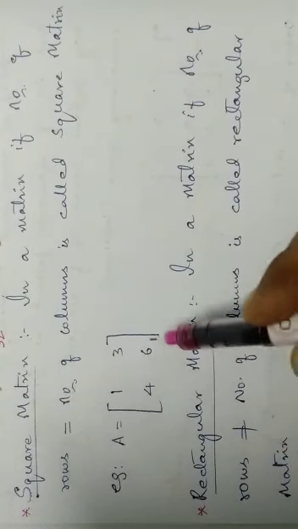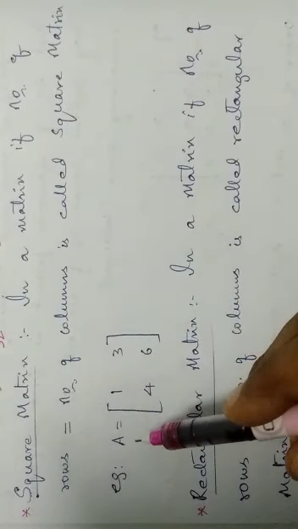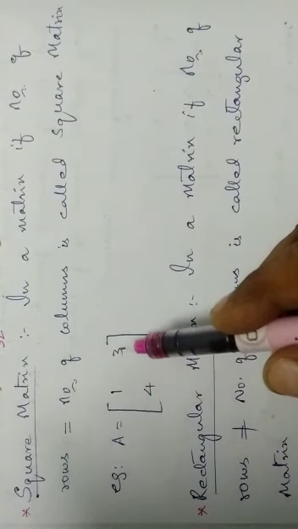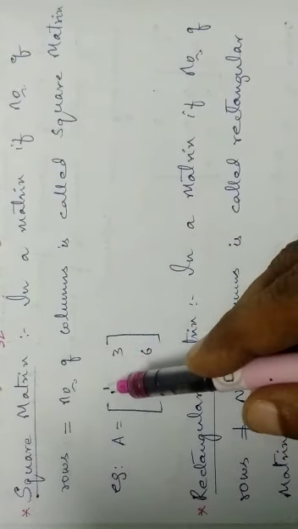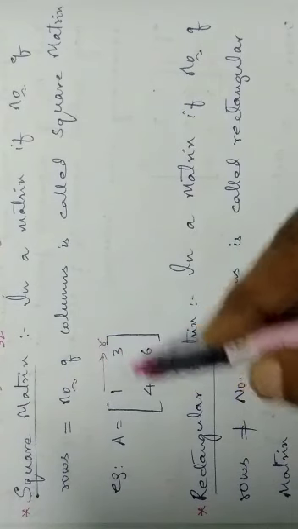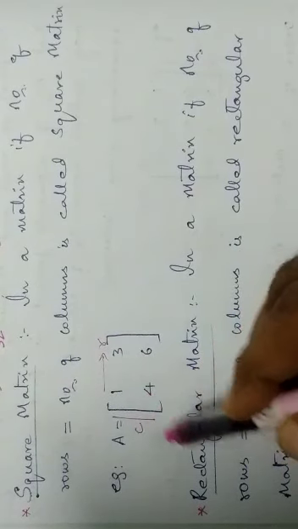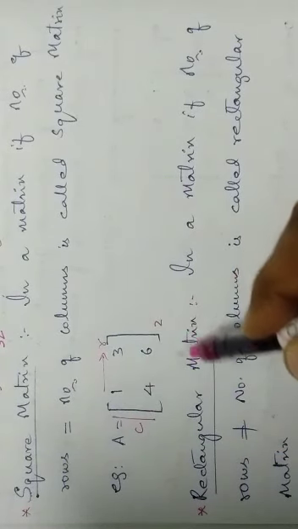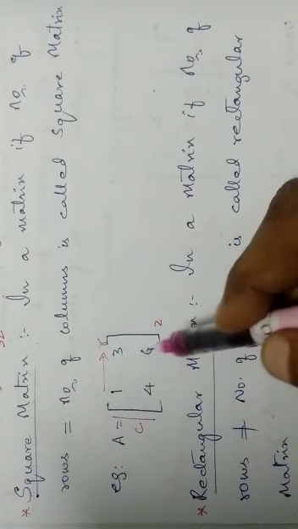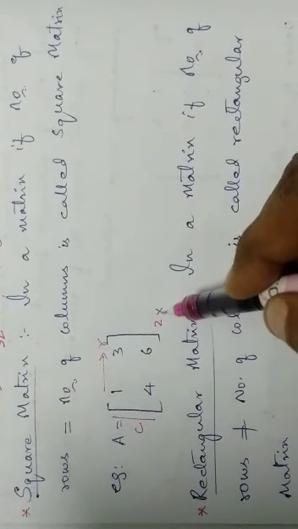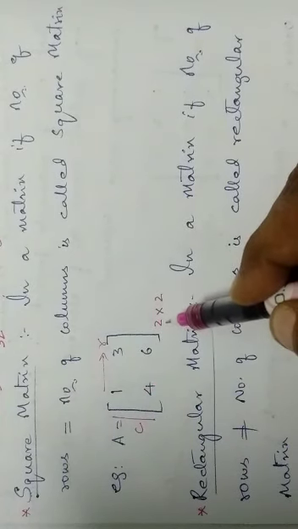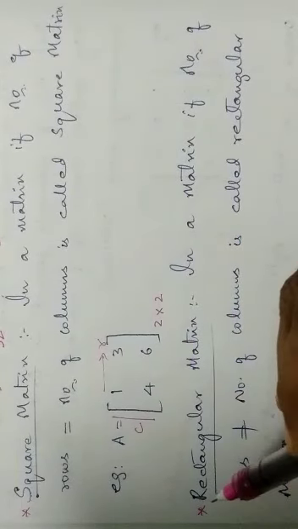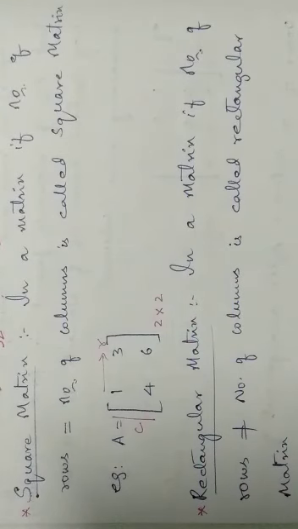This matrix is named as capital A. How many rows? First row, this is row, this is column. How many rows? 2 rows. How many columns? 2 columns. Number of rows equal to number of columns. So this is a square matrix.